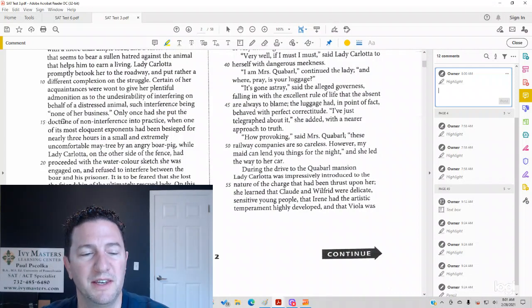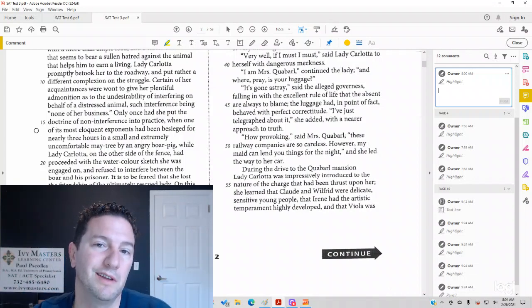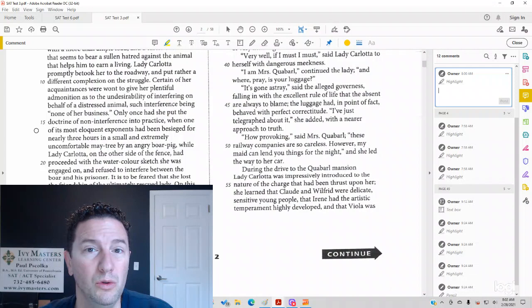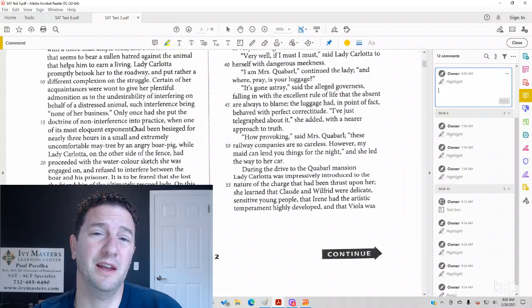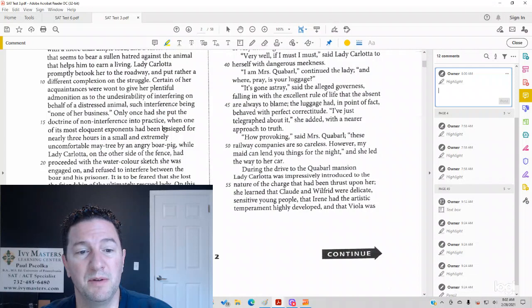Only once had she put the doctrine of non-interference into practice. When we say doctrine of non-interference, we're not talking about a doctrine that would hang on your wall. We're talking about this thing her friends tell her: don't interfere with other people's animals. Only once did she not interfere, and let's see when. When one of its most eloquent exponents, in other words, one of the women who tell her very clearly not to interfere with other people's animals, that same woman had been besieged, which means cornered threateningly, for nearly three hours in a small and extremely uncomfortable may tree by an angry boar pig.